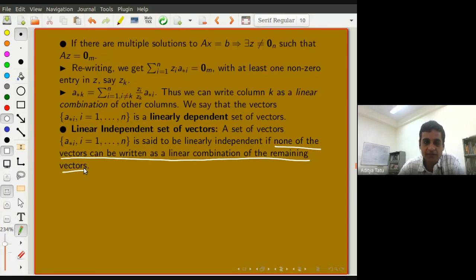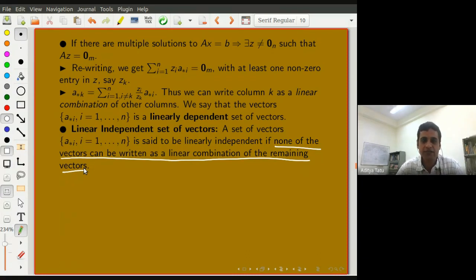So this is a very, very important and crucial concept in linear algebra. Basically, if you understand this, then nothing is difficult for you. Everything depends on this concept.